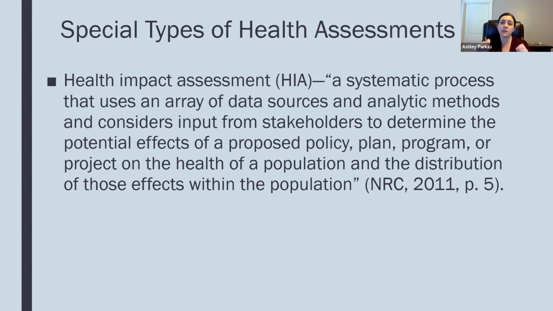But I want to talk for a minute about some special types of health assessments. Other types that are kind of under this broad umbrella, but you may start a project and think it's just a traditional community health status assessment when really it's one of these. One of them is HIAs, or health impact assessments. And this is a systematic process that uses an array of different data sources and analytical methods, just like we have, to consider input from stakeholders to determine a future policy program.